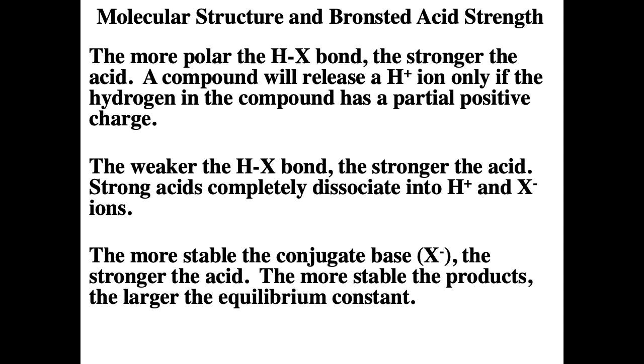In terms of Bronsted acids, they lose hydrogen ions. And so the more polar the HX bond, where X is a different element, the stronger the acid. Again, the Bronsted acid is losing a hydrogen ion, not the hydrogen atom. And so the HX bond has to be polar, so it loses the hydrogen ion. The more polar the bond, the stronger the acid. Now it's losing the ion, and so the weaker the bond, the stronger the acid. And so the first 2 criteria are pretty straightforward. The more polar the bond and the weaker the bond, the stronger the acid.